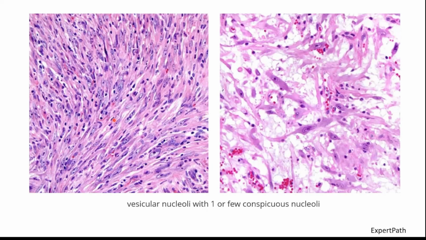Here's a high power view to show the cytology features of IMT. These are plump spindle cells with open chromatin, and some with punctate nucleoli. Another high power view: open chromatin, light purplish amphophilic cytoplasm.